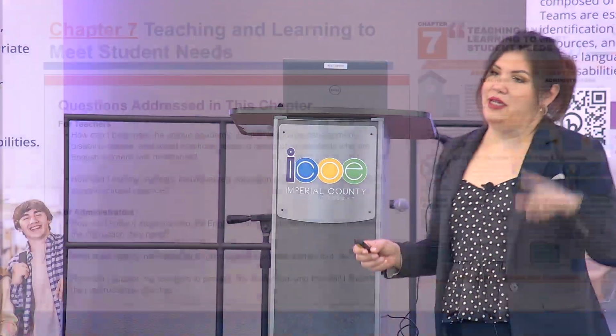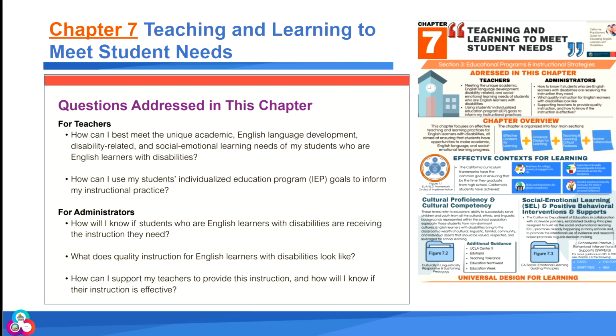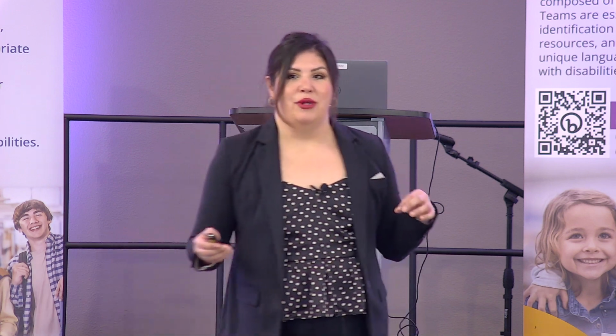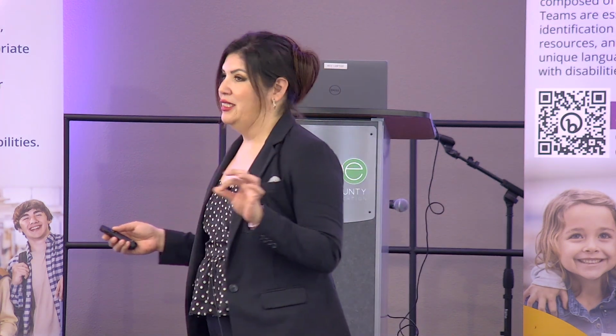specifically the goals to inform instruction. So we're going to go back to that conversation related to goals that are linguistically appropriate. For our admin friends joining in today, we're going to take a look at how we ensure that they are receiving the instruction that they need. What might quality instruction look like? And how can we best support teachers to provide this instruction? And how will I know if the instruction is effective? As always, we include this chapter infographic to support your learning needs, all related to Chapter 7. The infographic is available for you to follow along with some of the content that we have been covering today and will continue to cover related to Chapter 7 specifically.